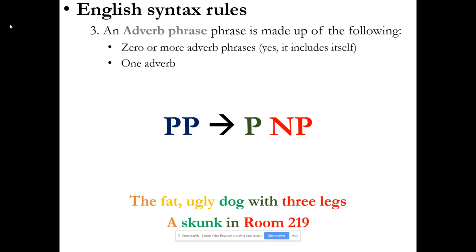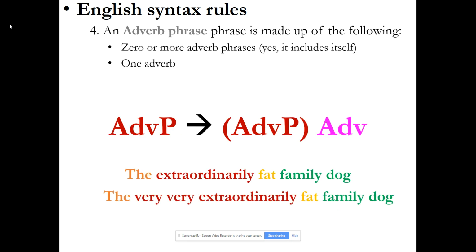You can see the examples here, right? The fat, ugly dog with three legs, right? You still have those adjectives in there. But the with is the preposition, and then the three legs together, three adjective and legs noun, make up a noun phrase. Room 219, two nouns make up a noun phrase. In is the preposition there, right? It's telling you what kind of skunk. It's the skunk in room 219, or a skunk in room 219. So it's actually helping to modify that noun.